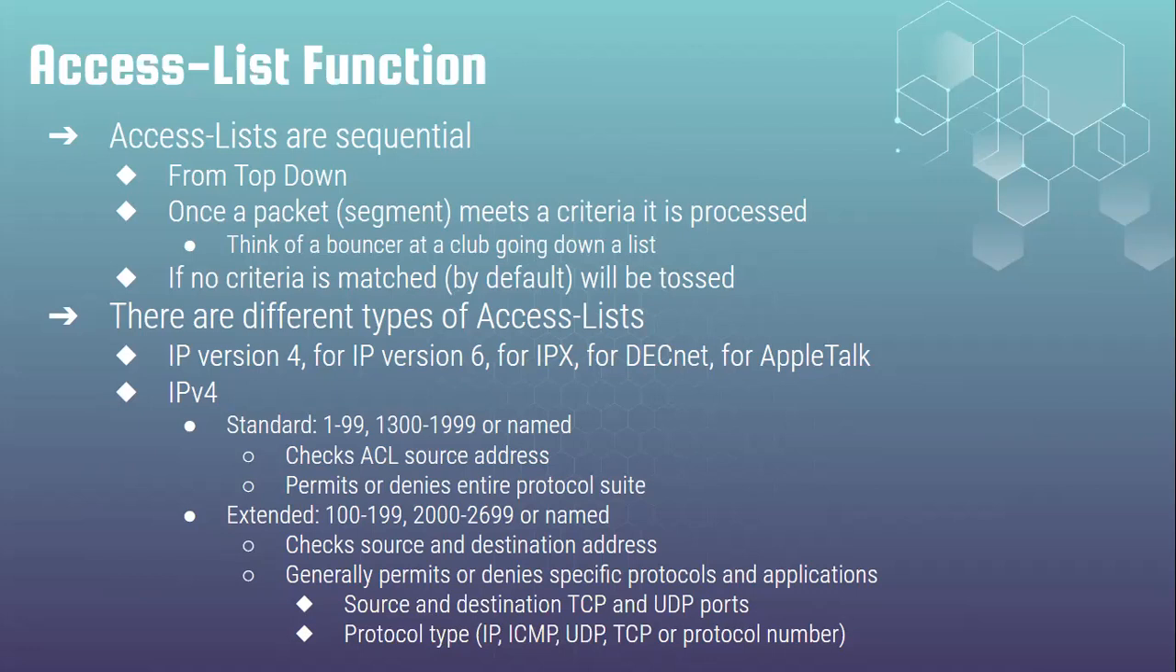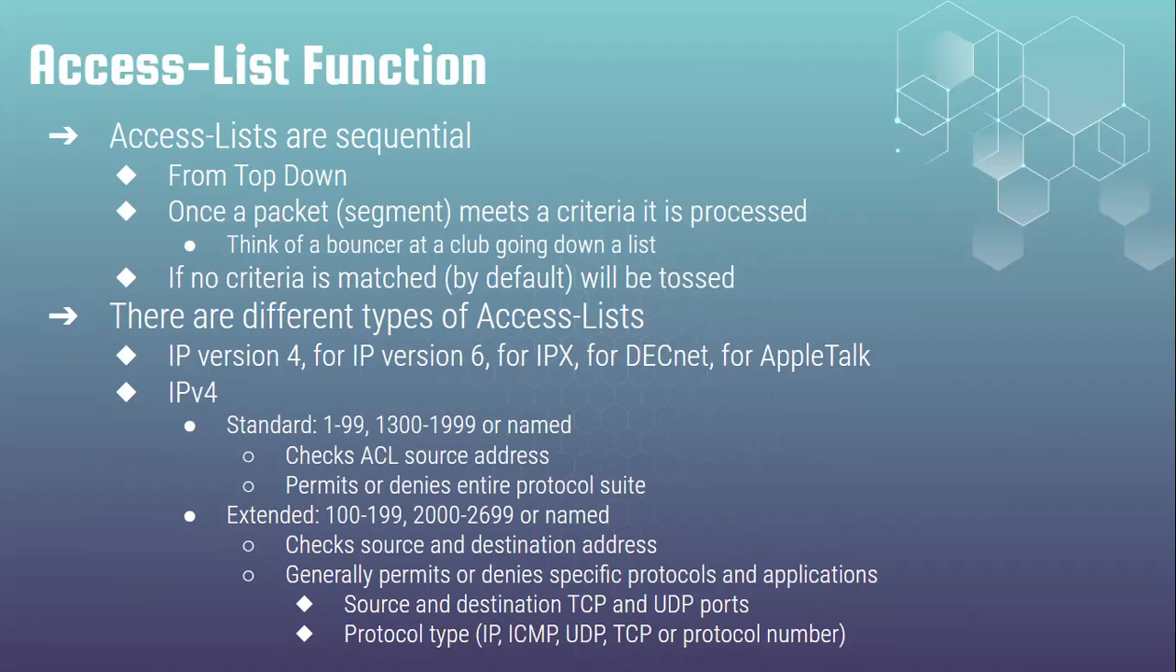The extended access list not only checks the source, but it can also check the destination address. It can permit or deny specific protocols and applications. So it can look at the source and destination TCP and UDP ports. You can tell it only look at UDP ports, or you can tell it look at TCP ports. You can deny based on protocol type.